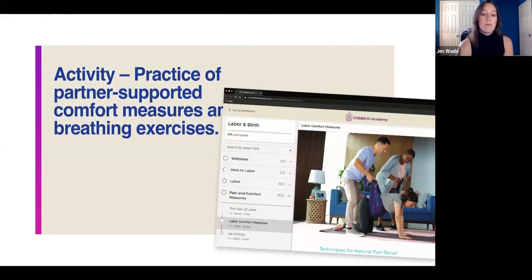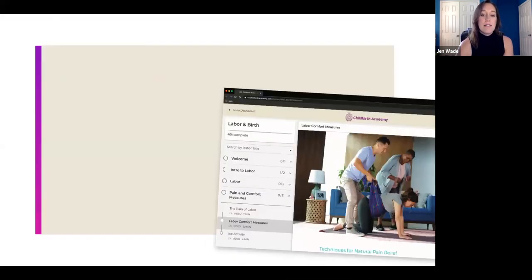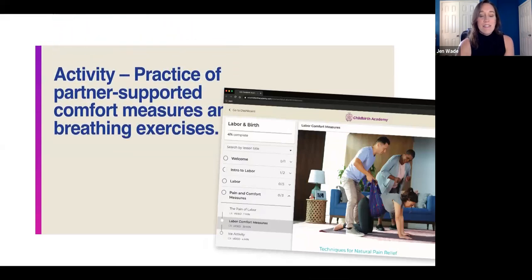The partner support, comfort measures, and breathing exercises. This is another fun thing that you get to bring in that we talk about on the video, but you can really go into detail, bring in the partner, make them feel like they have an important role, and help them understand through practice the benefit of their role in early labor, active labor, the second stage, and then practice things like breathing exercises together.